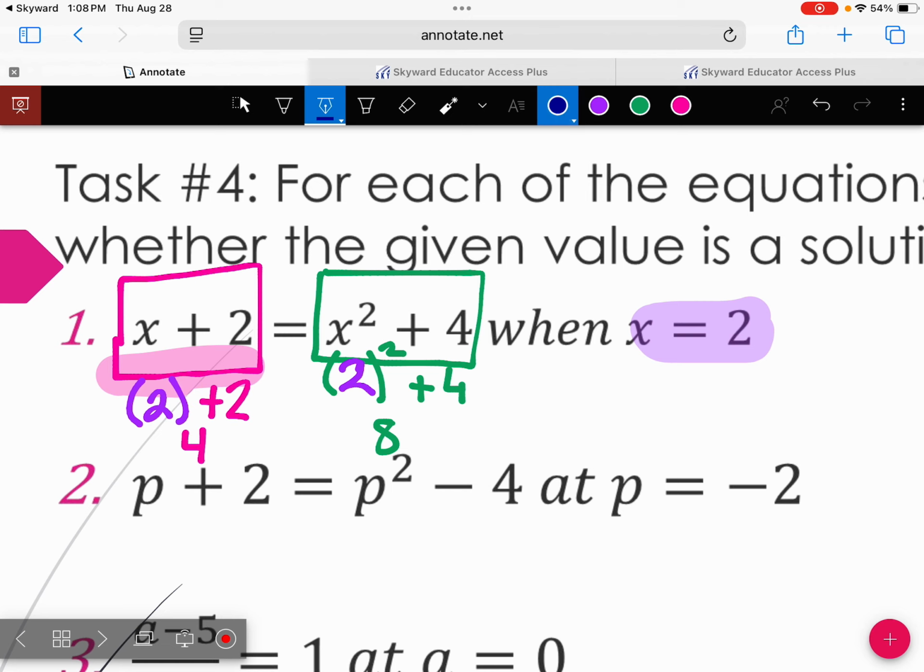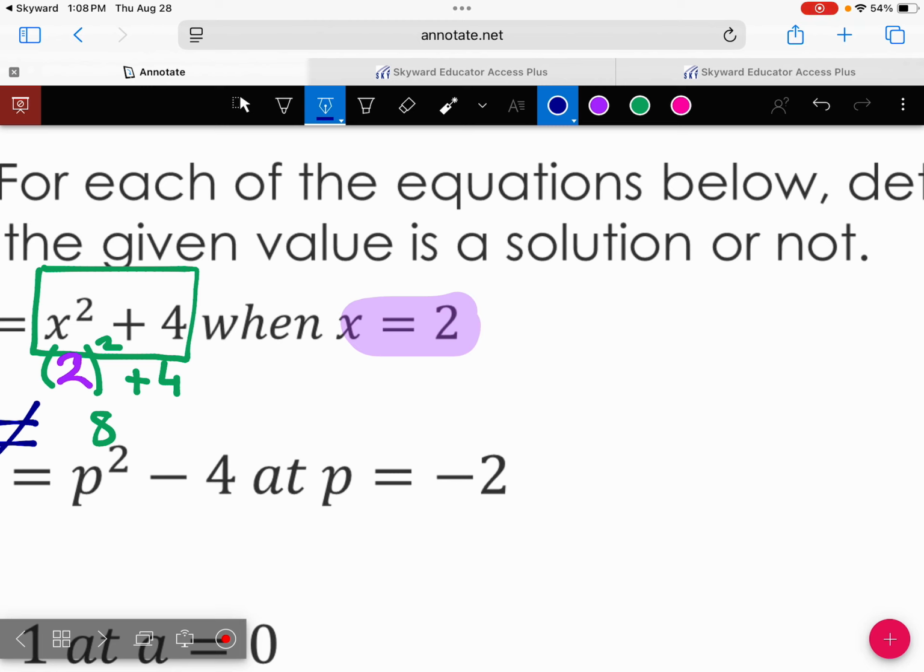So do these two pieces equal each other when x is 2? Is 4 equal to 8? Nope. These are not equivalent. This would not be a solution to this system.